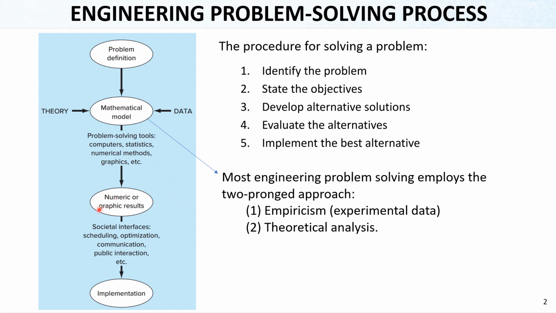The results can be numerical or graphical. And here the societal interfaces, scheduling, optimization, communication, public interaction, etc. can be used. And once we have this, we will need to evaluate the alternatives by using these results. And then finally, we need to implement the best alternative or the best solution, which gives the best results for us. And this kind of engineering problem solving process is used for both problem solving as well as the design processes in the engineering area.